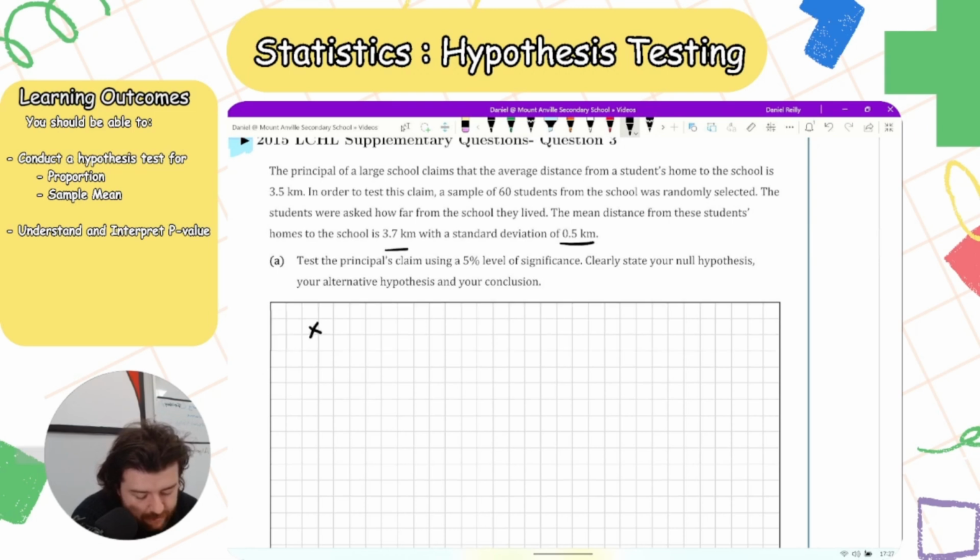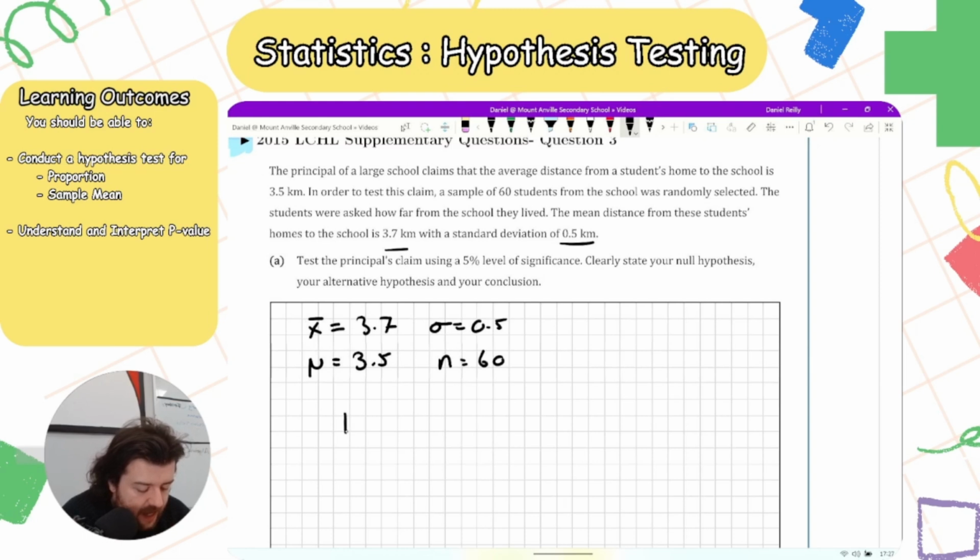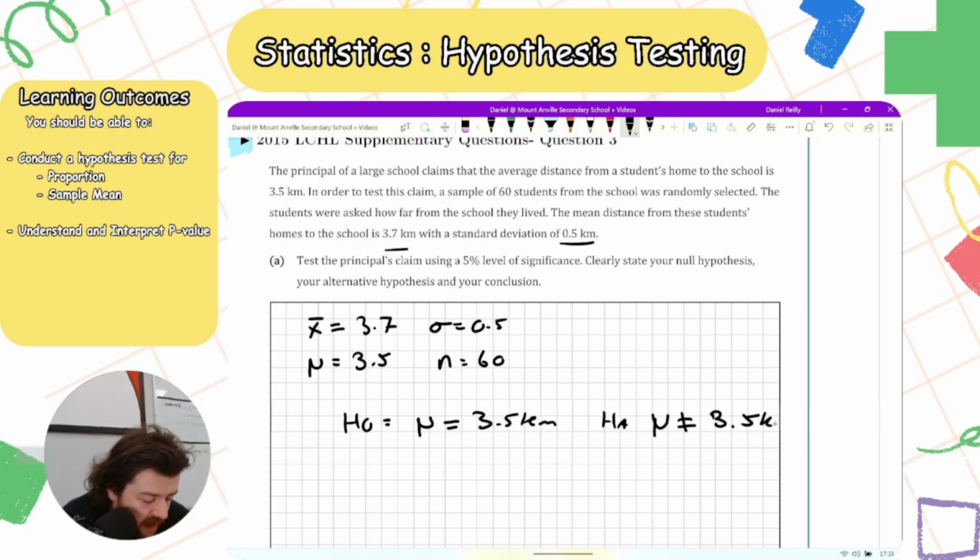So, my sample mean is 3.7. My standard deviation is 0.5. His claim is 3.5 kilometers. And then the sample size was 60. So his null hypothesis would be the average is 3.5 kilometers, the average distance people are from school. And then the alternative hypothesis would be the average is not equal to 3.5 kilometers.